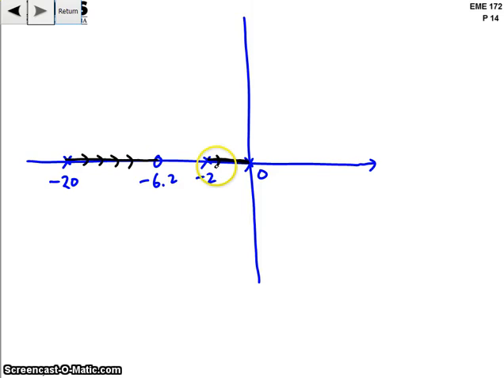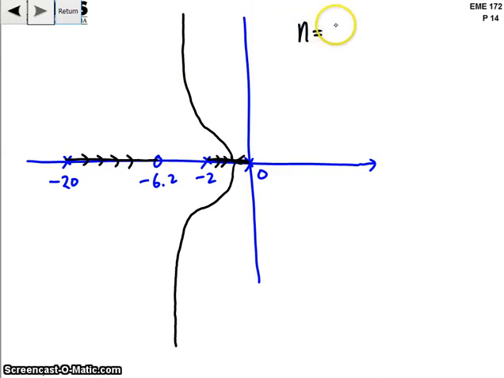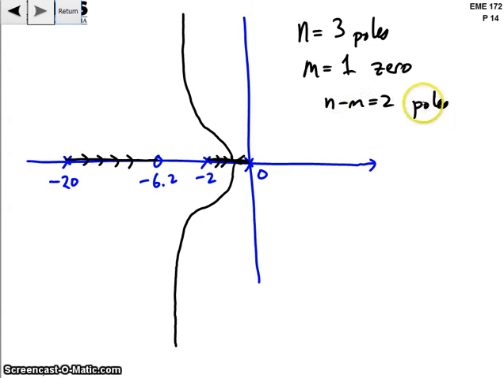and these two guys come together and they break apart. They break apart like this, and they will eventually follow asymptotes that take them up this way. Okay. So here we have n equals 3 poles and m equals 1 zero. We have n minus m equals 2 poles go to infinity. Okay, and they do so along asymptotes.